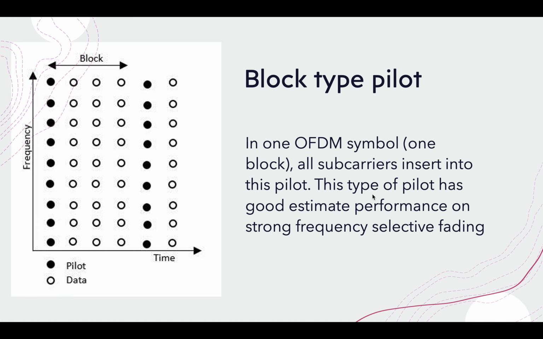There are a lot of different kinds of pilot for OFDM channel, and I'm going to talk about two in this presentation. The first is block type pilot. You can see the picture on the left side of the screen. So in one OFDM symbol, all subcarriers insert this pilot, and this type of pilot has good estimate performance on strong frequency selective fading.